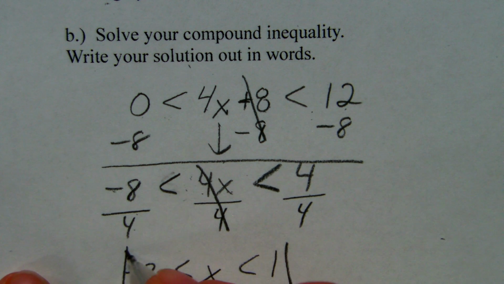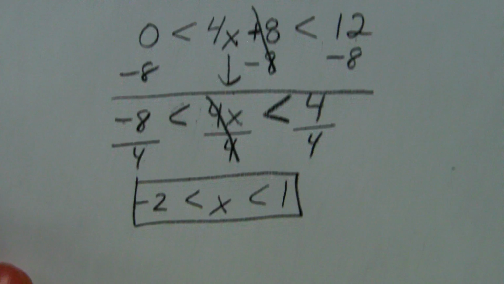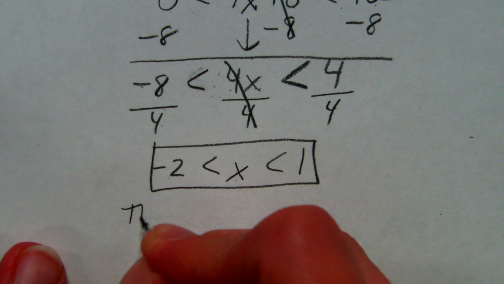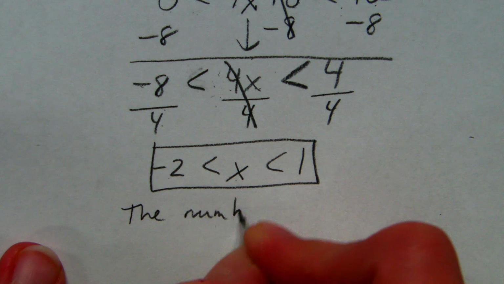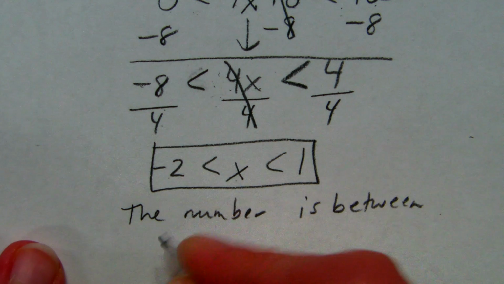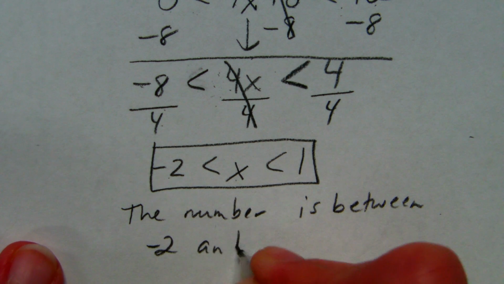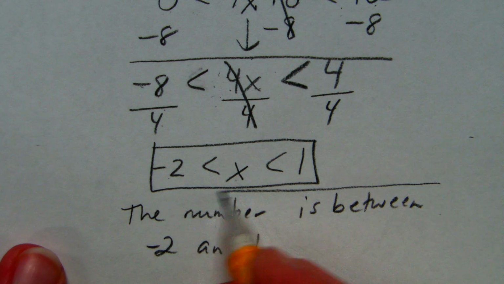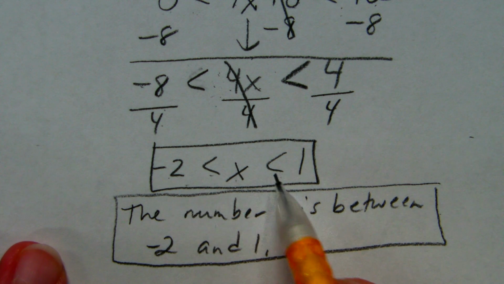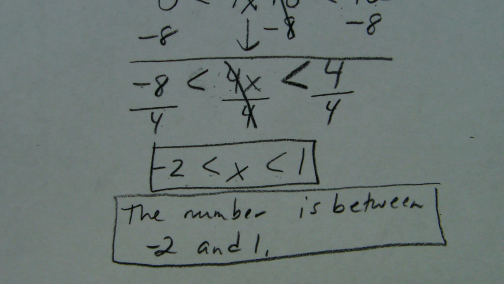And so on this one, when we write it in words, you can see that x is between -2 and 1. We can say the number is between -2 and 1. And we don't need to say inclusive or anything like that because that was not included as part of the problem.